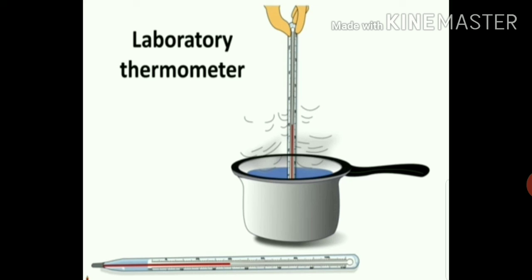It is shiny and can be seen from outside the glass tube. It does not stick to the glass. It expands uniformly as the temperature rises. Uniformly means evenly. So mercury expands uniformly as the temperature rises, and because of that we can easily read the temperature.